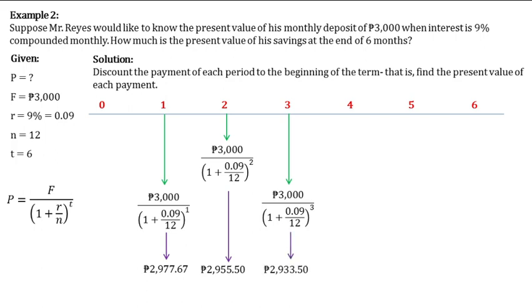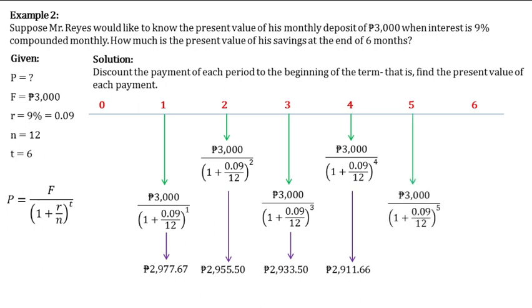Yan ay 2,933.50. While in fourth month, yan ay 3,000 over 1 plus 0.09 over 12 raised to 4. Yan ay 2,911.66. At sa pang limang buwan, yan ay 3,000 over 1 plus 0.09 over 12 raised to 5. Yan ay 2,889.99. Then at the 6th month, yan ay 3,000 over 1 plus 0.09 over 12 raised to 6. Yan ay 2,868.47.